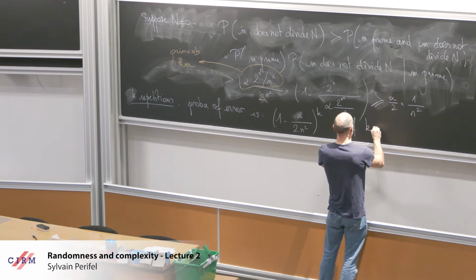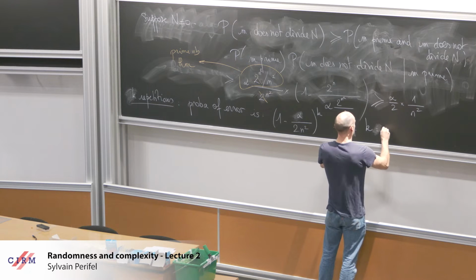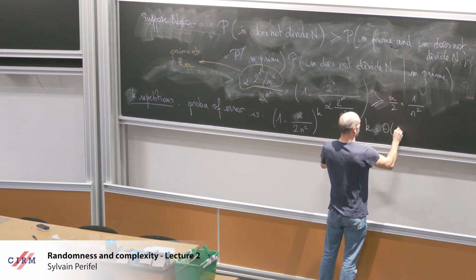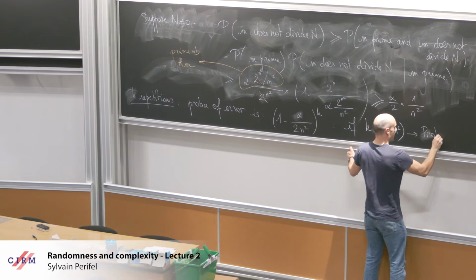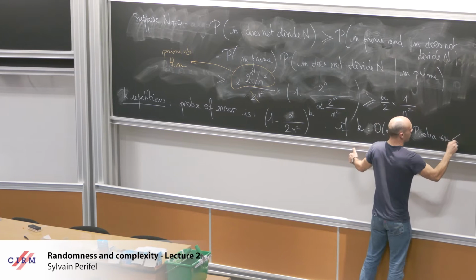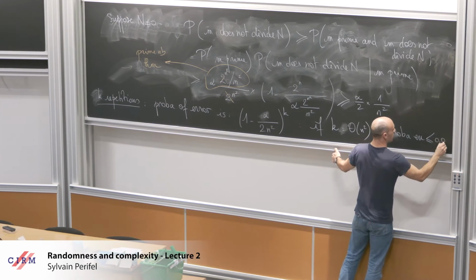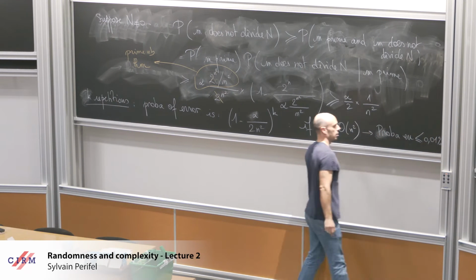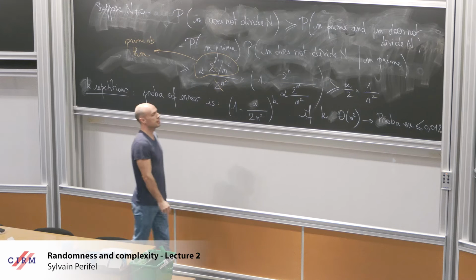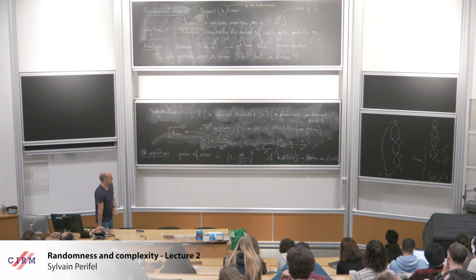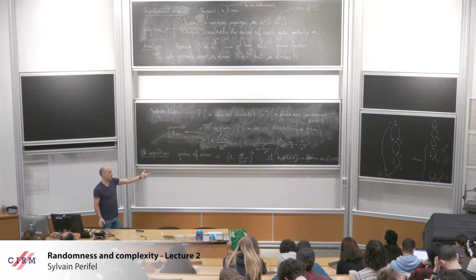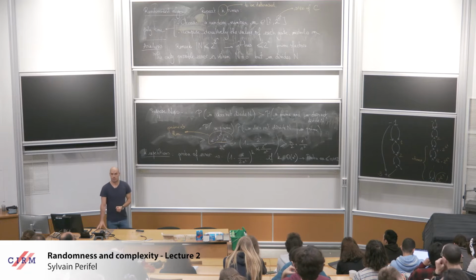Let's say k is of order n squared, then the probability of error is smaller than, let's say, 0.01%. We just have to repeat this step n squared times. So we now have an efficient algorithm, and we are happy with such a probability of error.